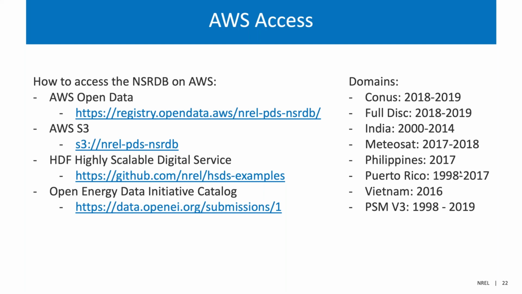We also are offering the HDF Highly Scalable Data Service, which is a fairly low-level wrapper around the raw data itself. The power of HSDS is that you can request any of the data and you can slice it and dice it in any way you wish. You're not limited to downloading data for a given year at a time. You're not limited to downloading data across contiguous points at any given time. And so it offers a greater amount of data per request as well.